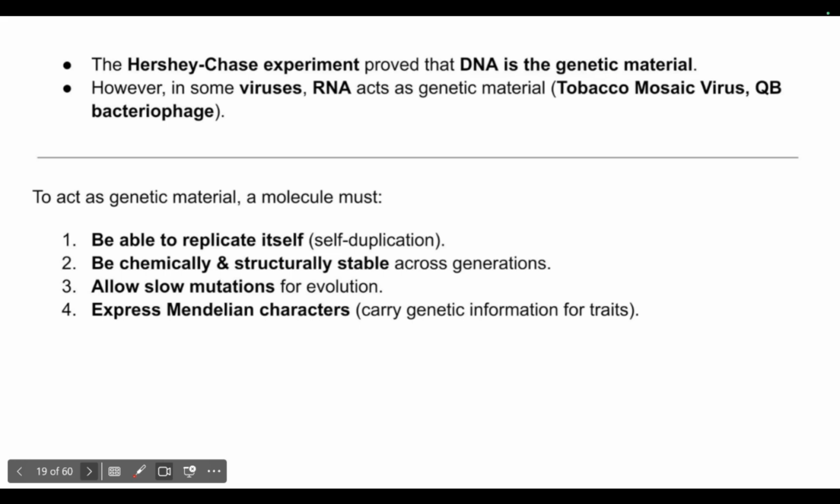Note here that DNA is not always the genetic material. RNA can act as genetic material in some viruses. Examples are tobacco mosaic virus and QB virus given in NCERT. Now, in order to be called the genetic material, every molecule must have certain common characters. And these characters as listed here are: a genetic material must be able to replicate. It should be chemically and structurally stable. It allows slow mutation and it should express Mendelian characters.